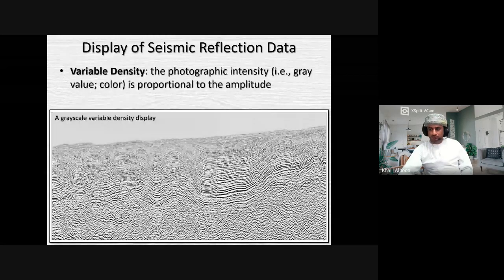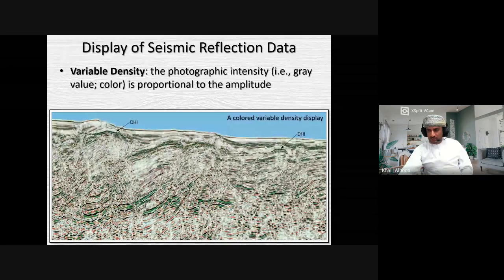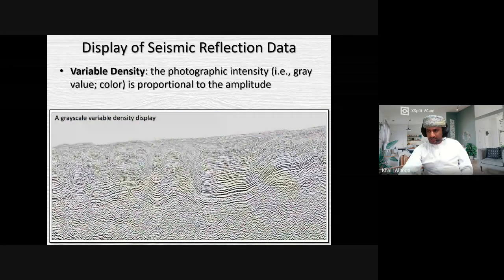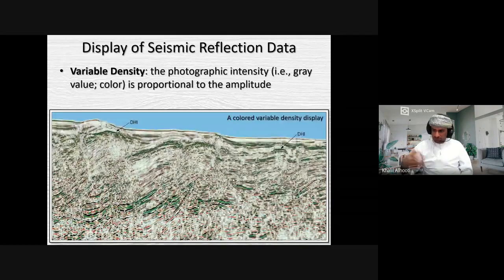So this is a very popular display of seismic reflection data among geophysicists and geologists. Maybe you don't like this white and black color. This is a very popular color. Maybe you want it more interesting, so you make it black, white, green. They are color scales. So this is another color scale.